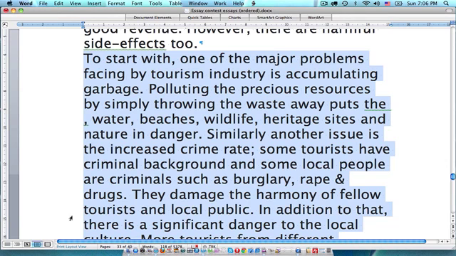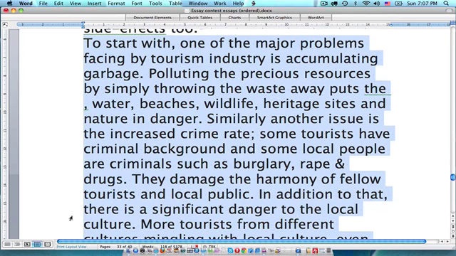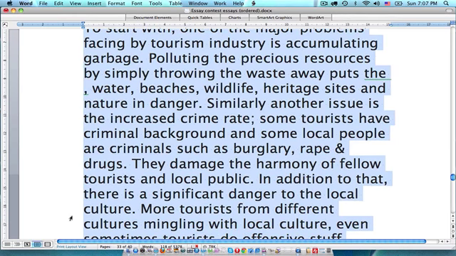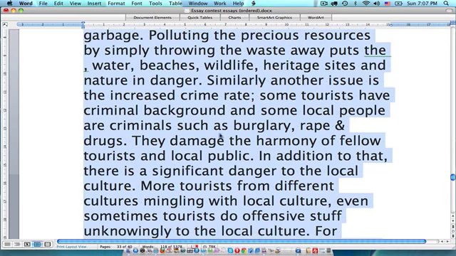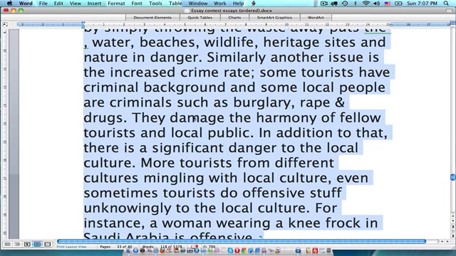So to start with, one of the major problems facing the tourism industry is accumulating garbage, polluting the precious resources by simply throwing the waste away, puts the water, beaches, wildlife, heritage sites, and nature in danger. Similarly, another issue is the increased crime rate. Okay, so we talk about crime. They damage the harmony of fellow tourists and the local public.